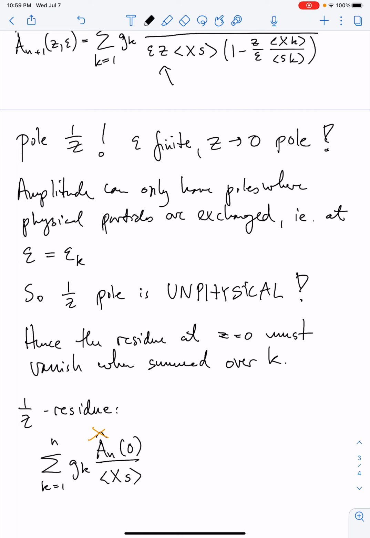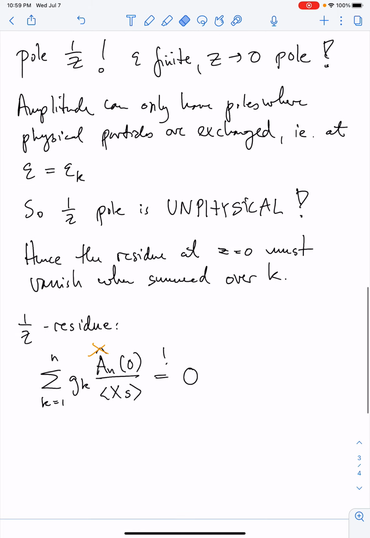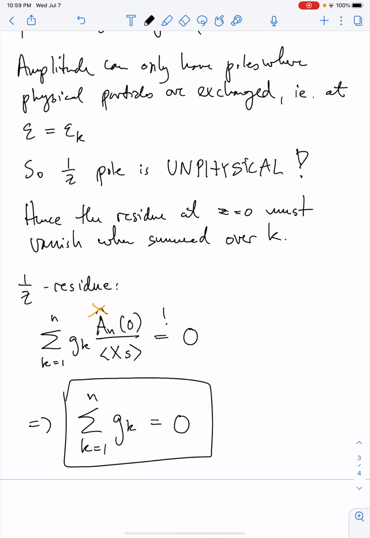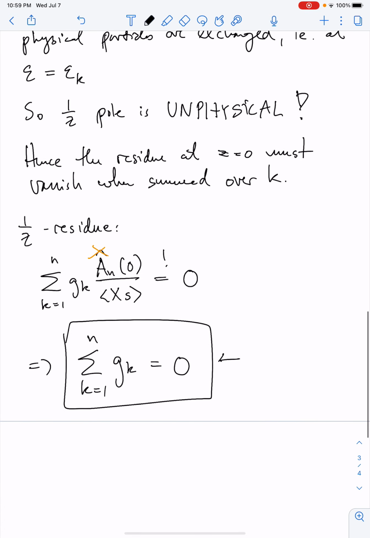But the A n and the angle bracket xs do not depend on k, and so if this is to add up to 0 for the residue to vanish, then it must be that the sum over all the couplings of whatever our soft photon couples to must add up to 0. What does this say? It says that the sum over the couplings of the photon to the other particles must add up to 0 in any physical n-particle amplitude. But that makes perfect sense, of course, because that is just charge conservation.